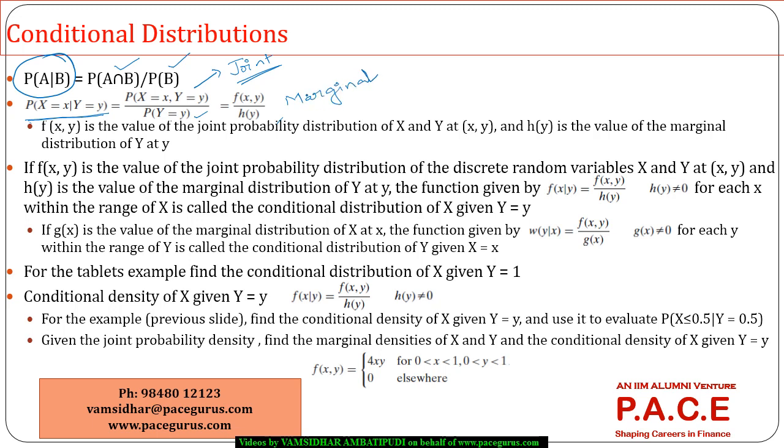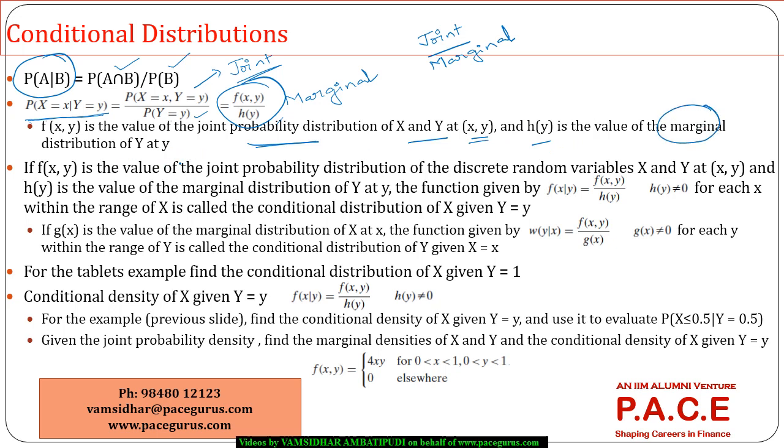So it is the joint distribution associated with x and y divided by the marginal distribution of y. That is what typically gives you the conditional distribution. Here, f of x y is the value of the joint probability distribution of x and y at x comma y, and h of y is the marginal distribution of y at y.